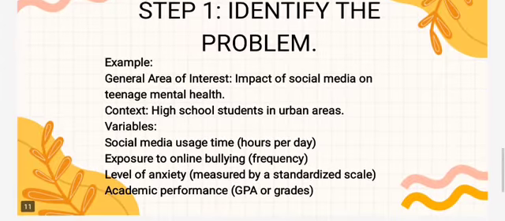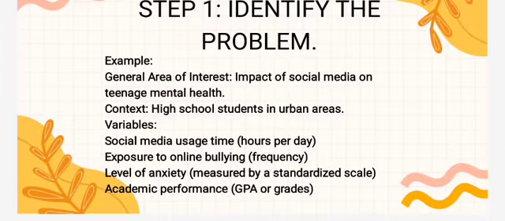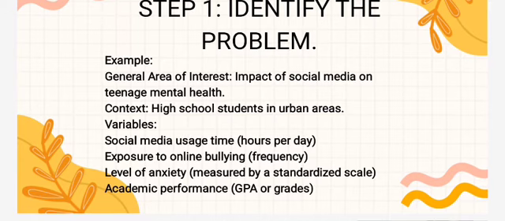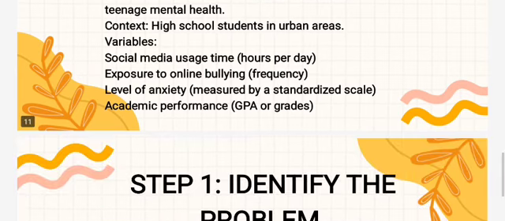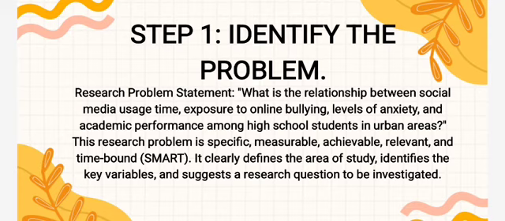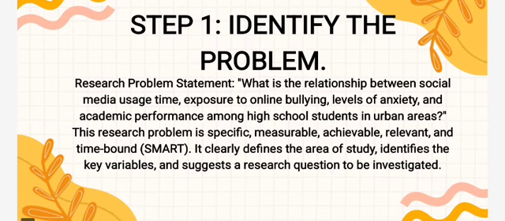So the general area of interest is the impact of social media on teenagers and mental health. Our context is high school girls in urban areas. Our variables are time used on social media, online bullying, its frequency, level of anxiety, and academic performance. All these elements we need to identify. So our problem statement is like this: what is the relationship between social media use time, exposure to online bullying, level of anxiety and academic performance among high school students in urban areas?